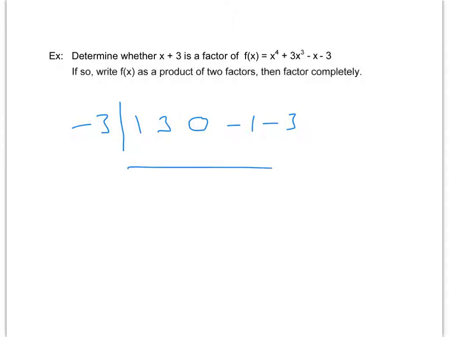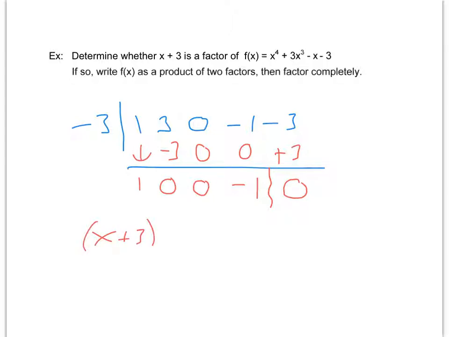Okay. To do this synthetically now, bring down my first term, which is 1. Negative 3 times 1 is negative 3. Negative 3 and 3 is 0. Negative 3 times 0 is 0. 0 plus 0 is 0. Negative 3 times 0 is 0. Negative 1 plus 0 is negative 1. And negative 3 times negative 1 is positive 3. Once again, I have a remainder of 0. So my quotient is going to be, now let's see, I have x plus 3 times, I have negative 1, 0x, 0x squared, and 1x to the third: x to the third minus 1.